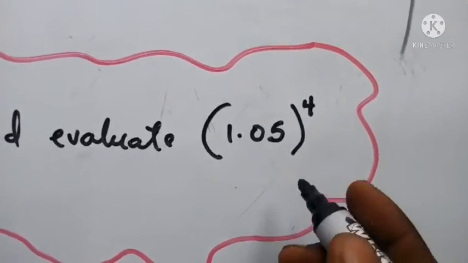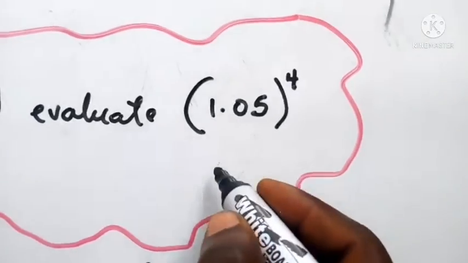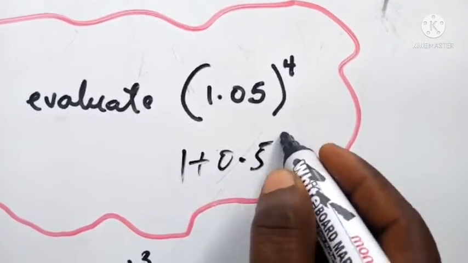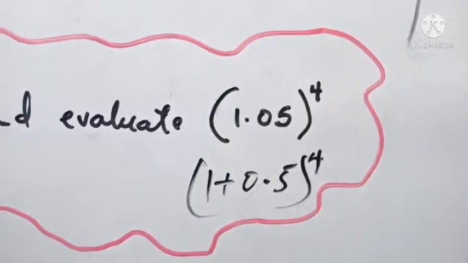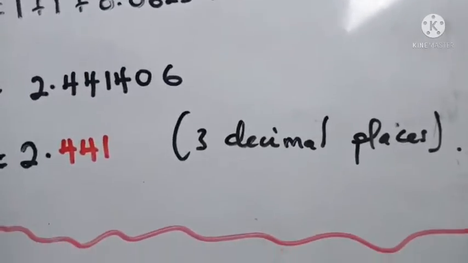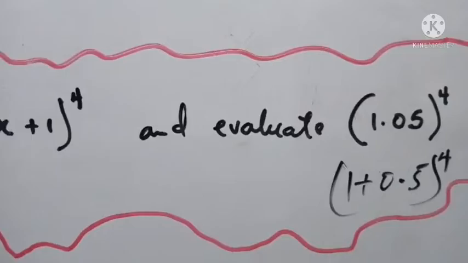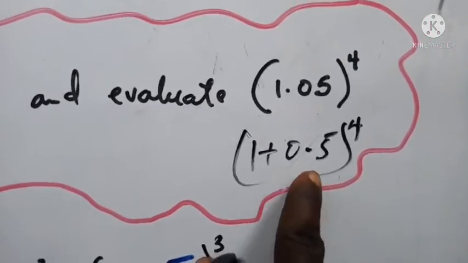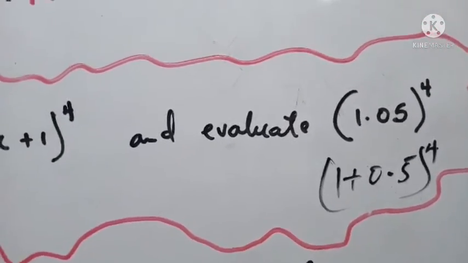Let me give you a clue here. This can be written as 1 plus 0.25 to the power 4. So once you have your answer similar to the one that we just solved, you just need to replace your x by 0.5, and then write the answer.